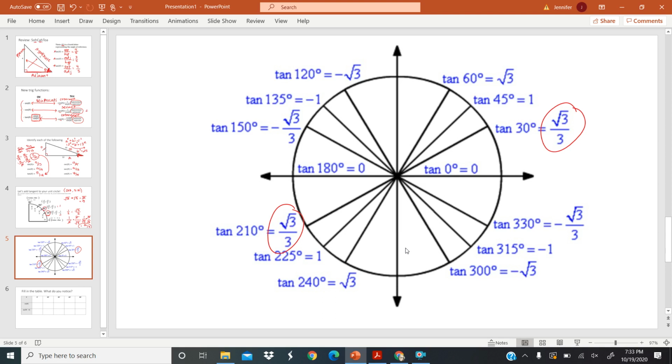And I'll also post this picture. I posted a link under this week's work that just says unit circle. It's just a picture of the unit circle so that you guys can reference it. I'll post this picture there as well.